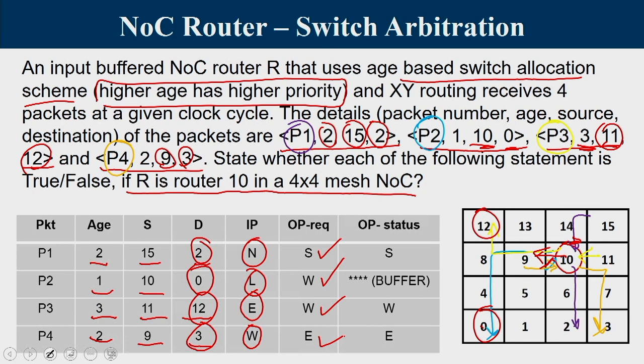Now we have 4 packets, of which the first is looking for south, the second and third are looking for west, and the fourth packet is looking for east. Since nobody else is competing for south, south will be granted to P1. Since there is only one packet looking for east, east is also granted. But we can see that there are 2 of them looking for west. Here is the place where switch arbitration happens.